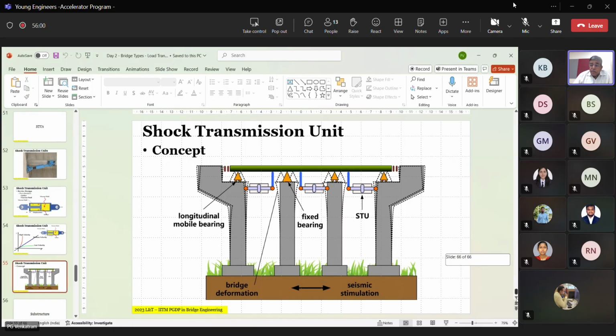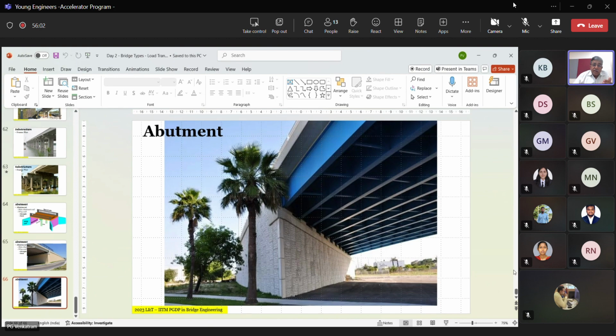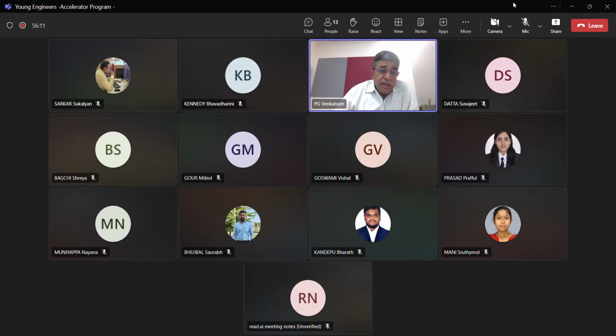Okay, so we will move on from this. That is an introduction to the substructure. We will then move to the next part of it, which will be essentially the foundations.